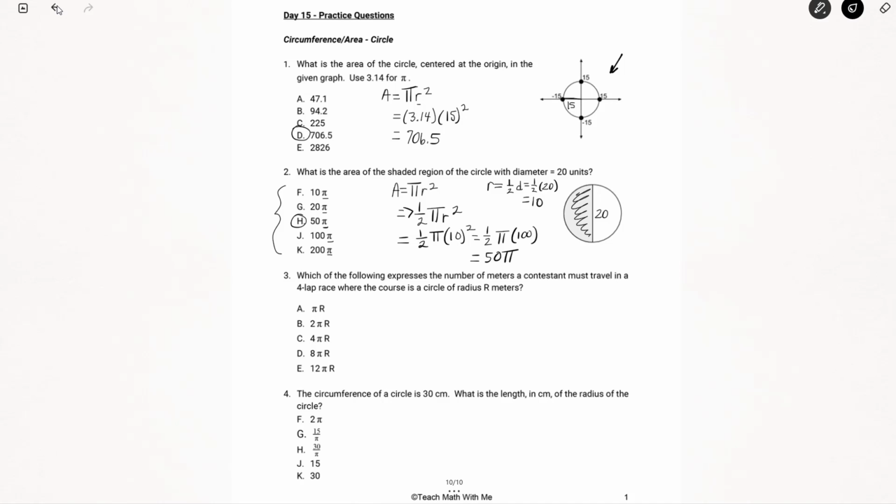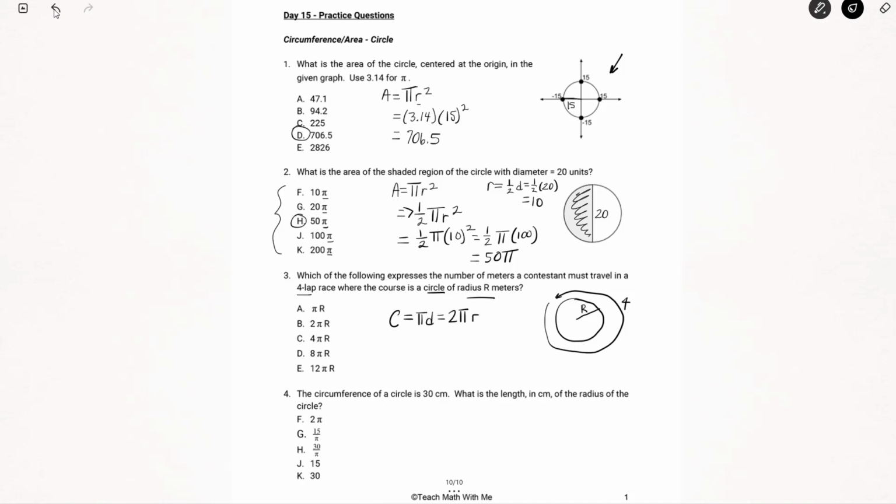Let's take a look at number 3. Which of the following expresses the number of meters a contestant must travel in a four-lap race where the course is a circle of radius r meters? So if we just draw a rough sketch of a circle, we're going to have a center and our radius of r units, and we're going to go around the circle 4 times, okay? So when we're talking about going around a circle, that is circumference. And our formula for that is C equals pi d, or 2 pi r.